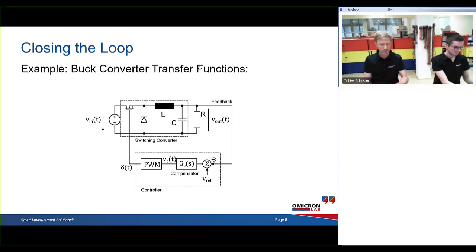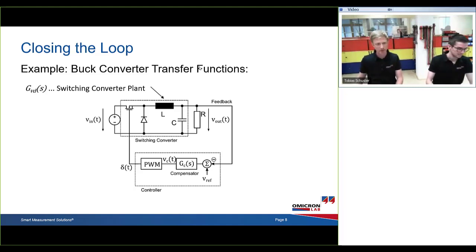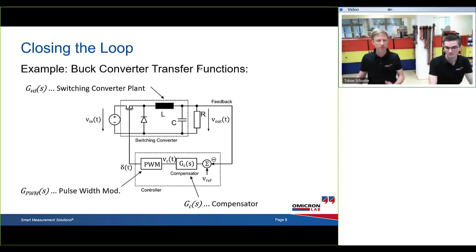Then we get the output voltage of the compensator that is fed into the PWM block that creates a new duty cycle value for the next switching cycle. And then, of course, that duty cycle signal is then fed into the switching converter itself. So we have the GVD as the duty cycle to output transfer function, that is basically the plant transfer function. Then we have the compensator transfer function, of course, and then we have the PWM transfer function, the GPWM, that's the transfer function of the pulse width modulator.